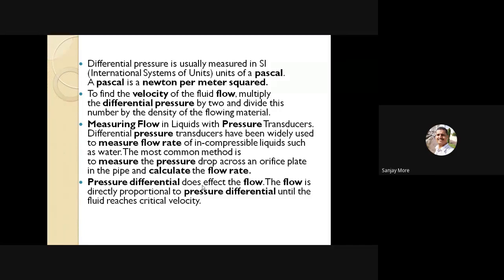Write down, to find the velocity of fluid flow, multiply the differential pressure by 2 and divide this number by the density of the flowing material.